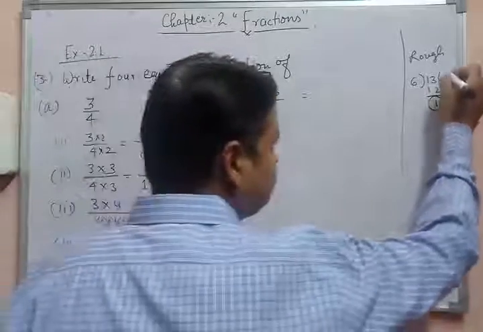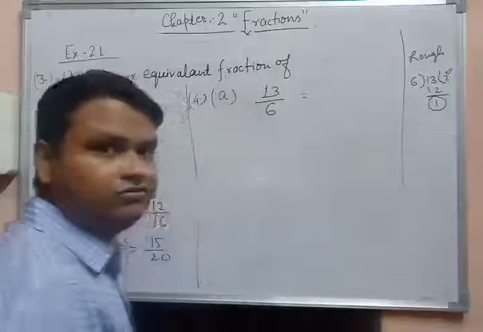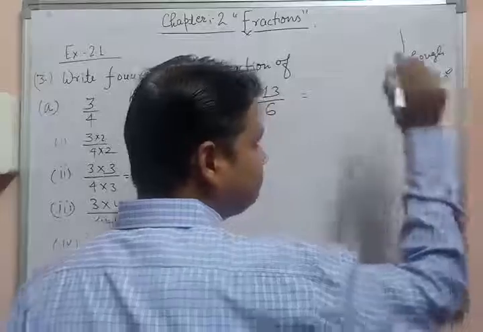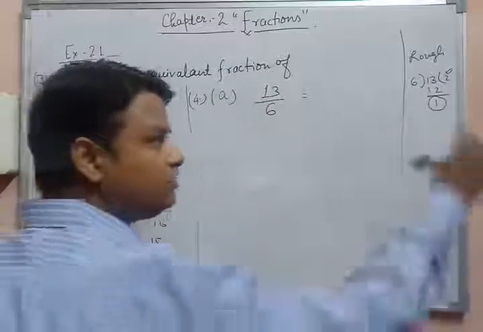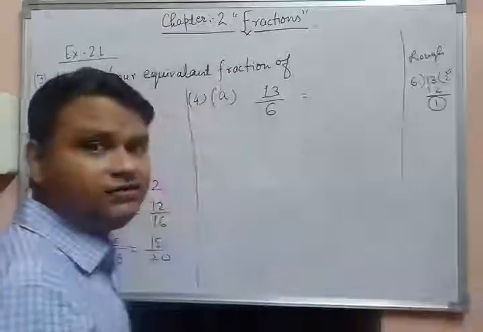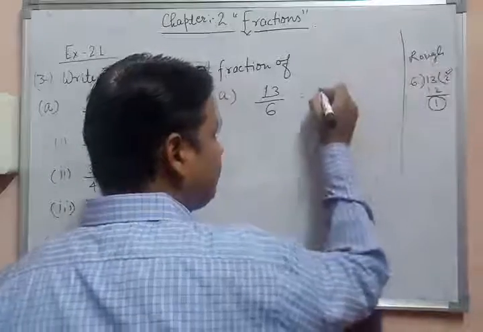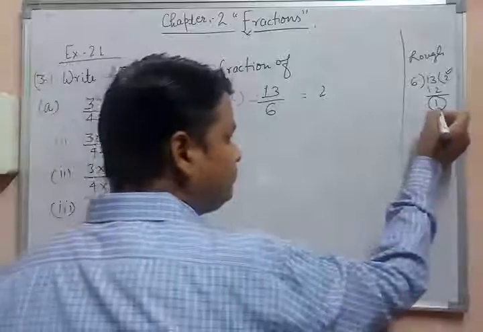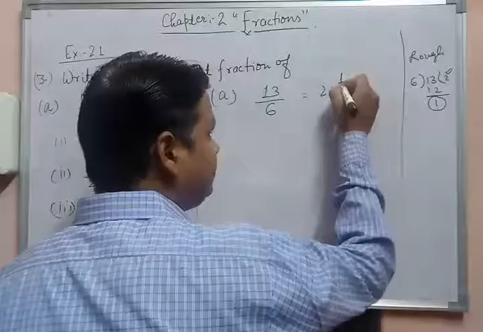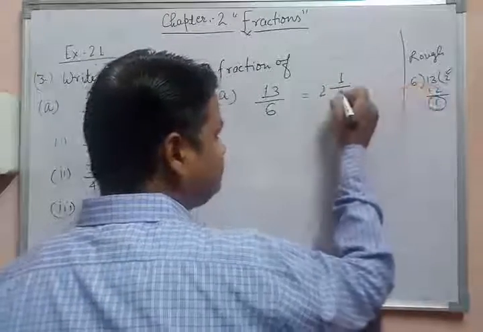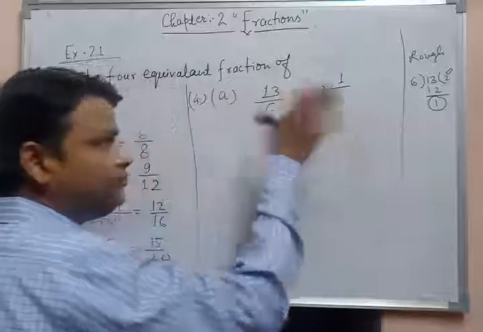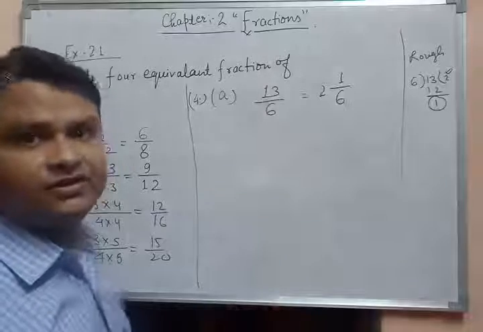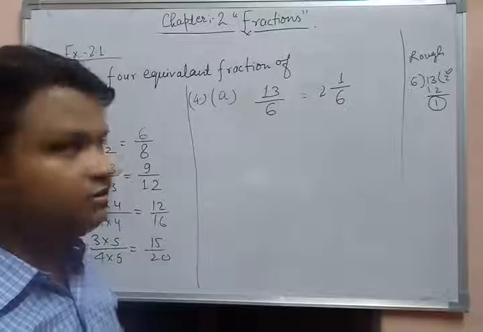So the quotient is 2 and the remainder is 1. So 2 is the whole part, and you have to write 1 as the numerator and the divisor as the denominator. So this is the process of how we can change an improper fraction into a mixed fraction.